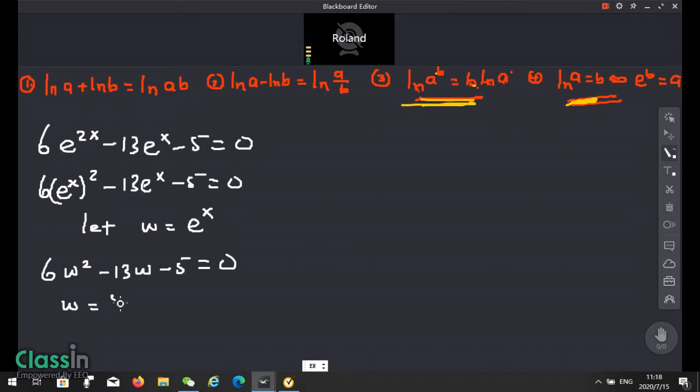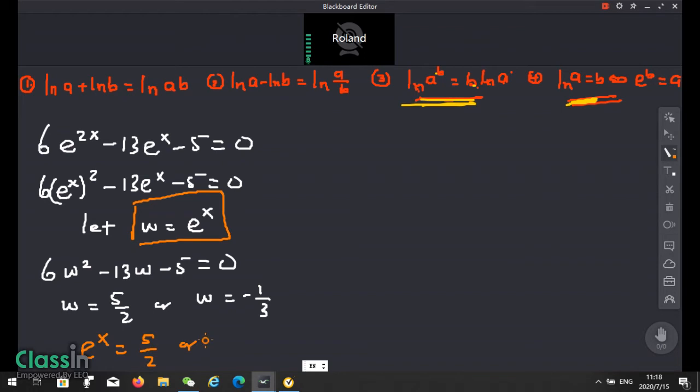So w becomes 5 over 2, or it is negative 1 over 3. But we know that w is actually e to the power x. So e to the power x is either 5 over 2 or e to the power x is negative 1 over 3. As I explained before, e is the base of the natural log, which is about 2.71 and so on. It can never be negative. No value of x can make e to the power x negative. So e to the power x cannot be negative 1 over 3. Therefore, we need to solve for e to the power x equals 5 over 2.